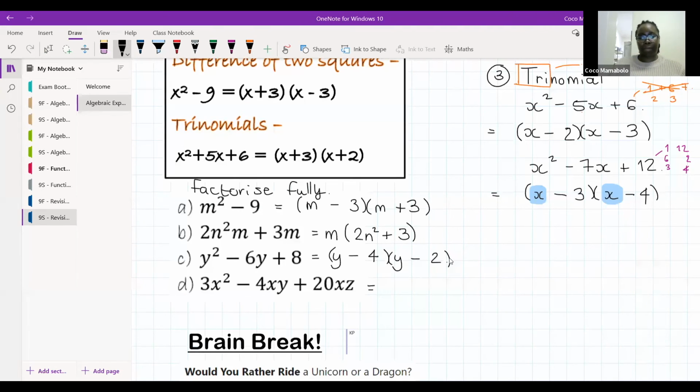All right, do you want to do D with me? Yes. Okay, excellent. So what are we going to do here? We're going to factor out x. Beautiful. Yes, that's it. We're going to take x out. And then what do we have left? We have 3x minus 4y plus 20z. Plus 20z. Excellent. And then what do we have left? A trinomial. Yes. So let's go further. Keep going.